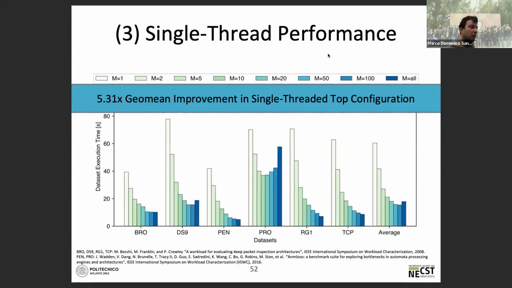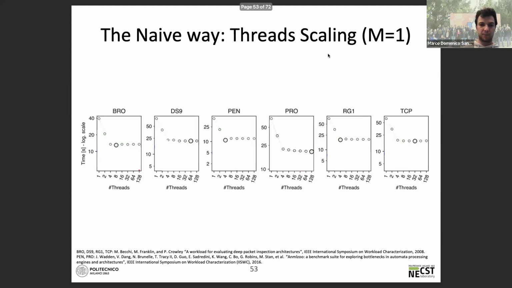However, looking also in this case at the top configuration, we have a geometric mean improvement in the single thread evaluation that is about 5.3 per with respect to the single thread evaluation with the native FSA evaluation. So no merging factor, with respect to our proposal.